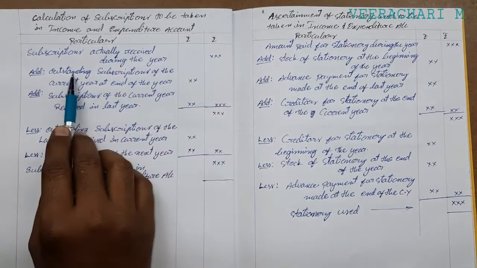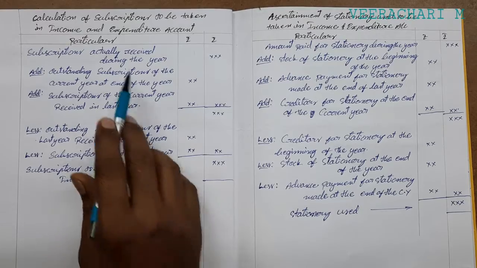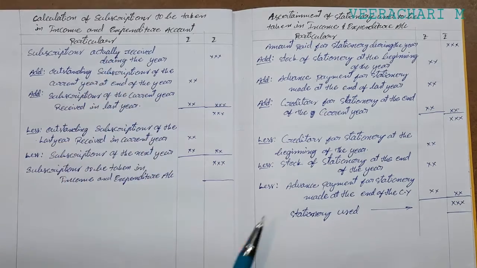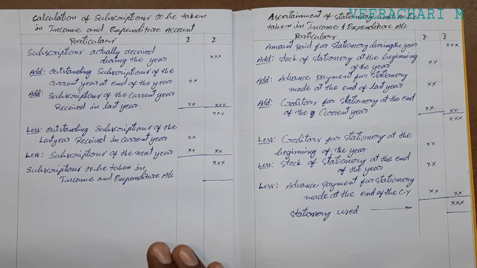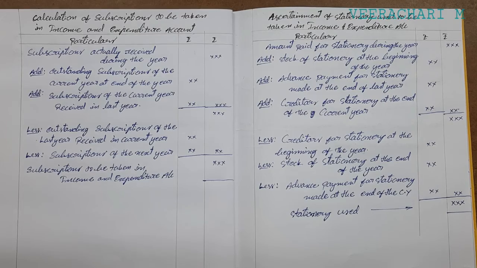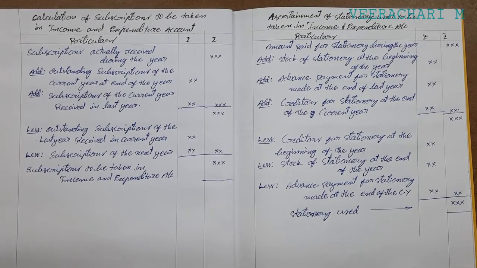To this amount, is there any outstanding subscriptions of the last year? Before going to these adjustments, remember the income and expenditure account shows the current year expenses and incomes only. What income is generated in the current year is the important one, not last year's or next year's. If you received current year income in last year, then that is the amount you should add here.